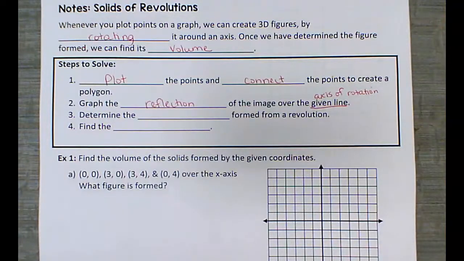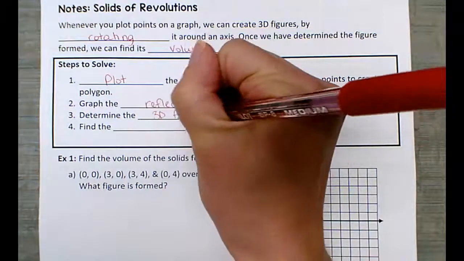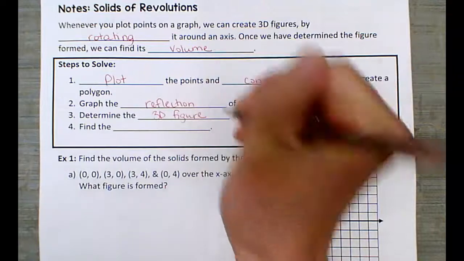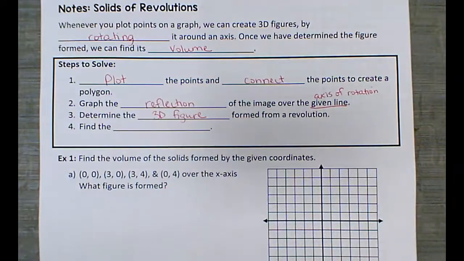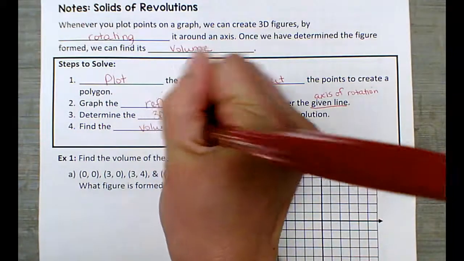Once you reflect it over the axis, you want to determine what 3D figure is formed after you do the revolution. And once you determine your 3D figure, you should have a volume formula in mind, and you can calculate the volume of that 3D figure.